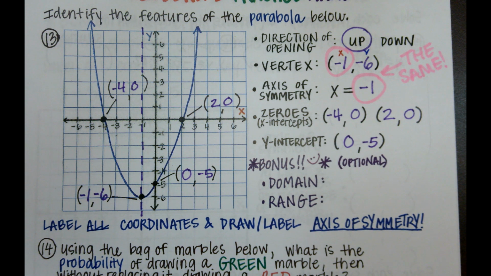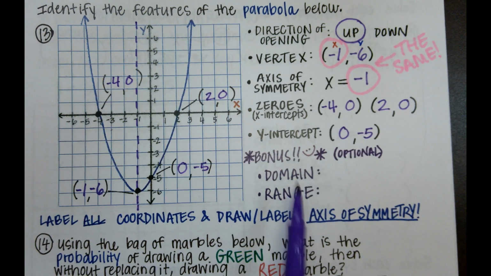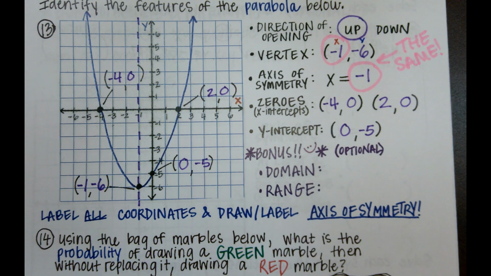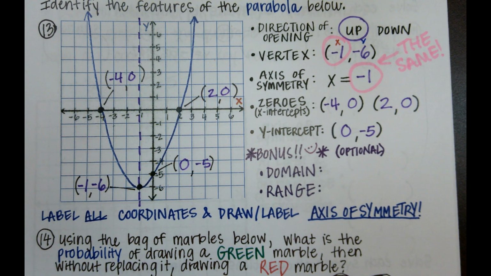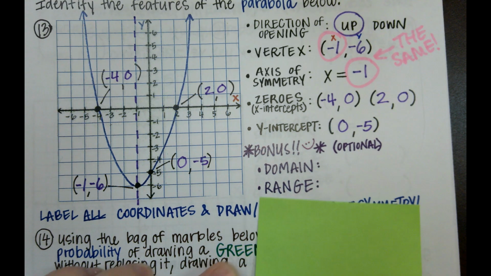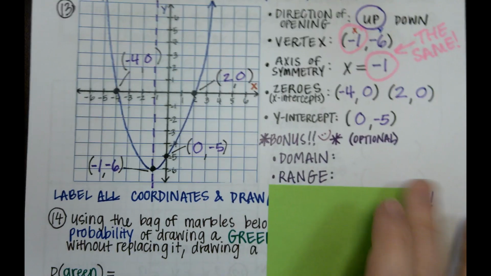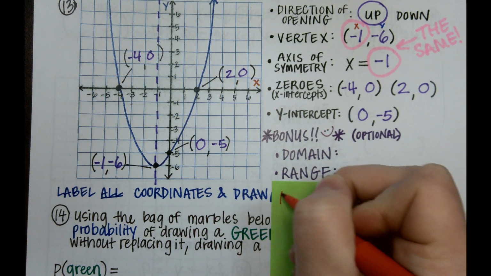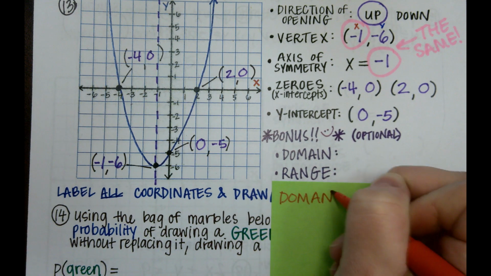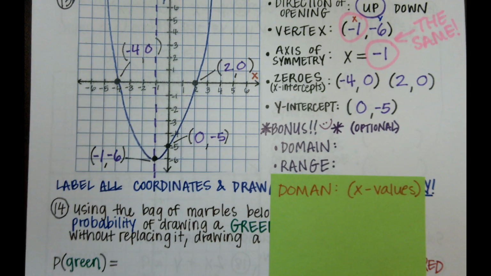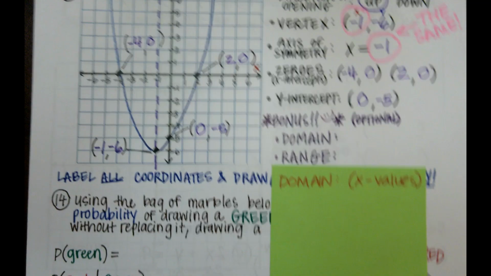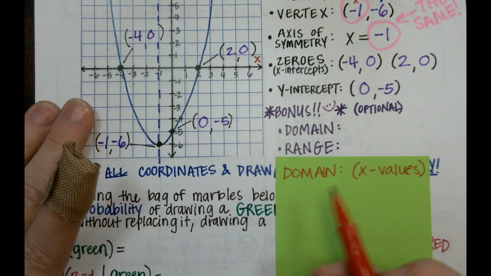Perfect. And then I tried to give you guys some bonus opportunities. So same bonus as last time around. I'm going to have you identify the domain and range. It's optional because we didn't talk about it very much. So remember your domain, let's take a little note if you're wanting to do the bonus. The domain talks about the x values. So let's make a little note. Domain. So the domain is our x values.